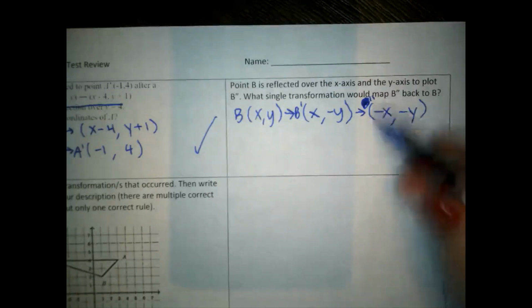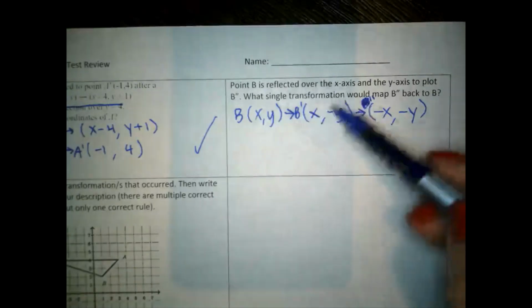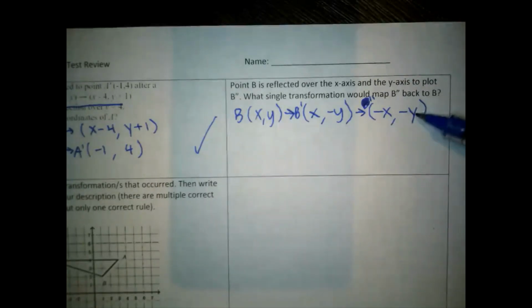And now we have to think, what single transformation would map B double prime back to B single prime? We got here in 2 transformations, but now we want to get back to the start in just 1 transformation. In order to get back to the start, we need to change this sign, we need to change this sign.